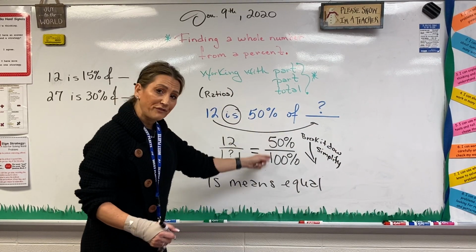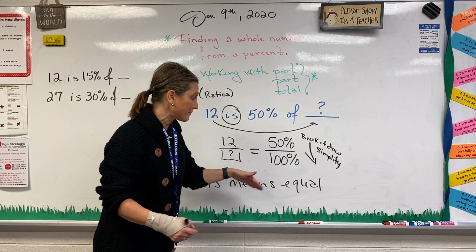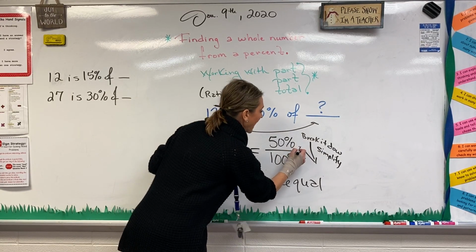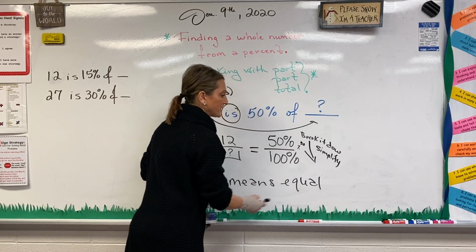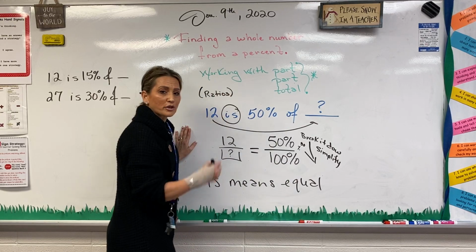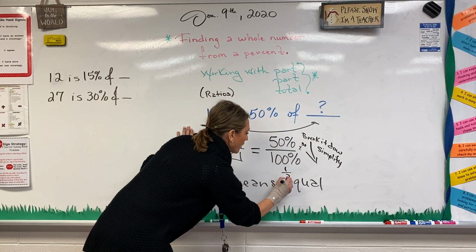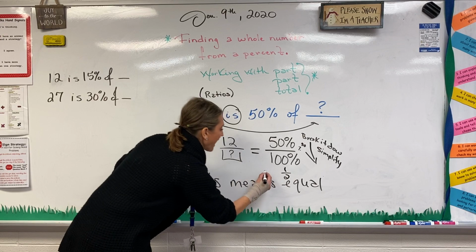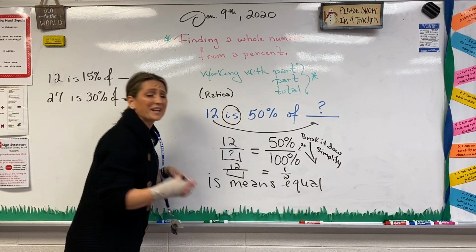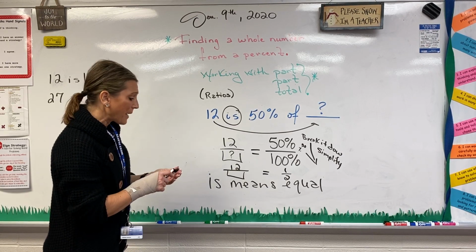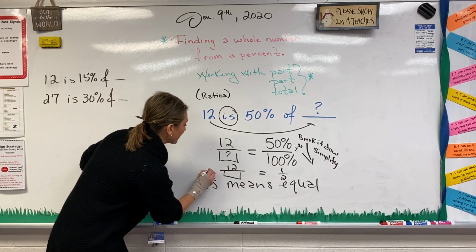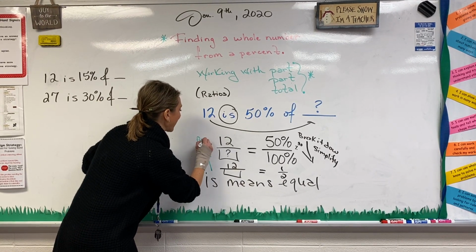And I can take 50% over 100% down to 1/2. How? I divide both by 50. 50 goes into 50 once, and 50 goes into 100 twice. So that is now 1/2. And that 1/2 is still equal to 12 over something that I don't know. Well, how am I going to find out what that something I don't know is? Well, can I build it back up?